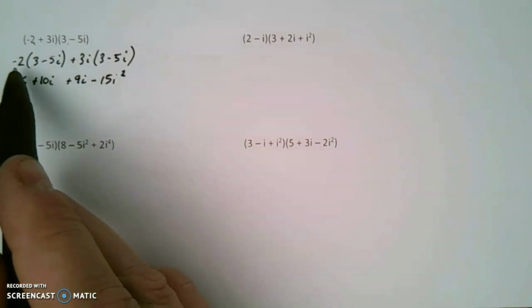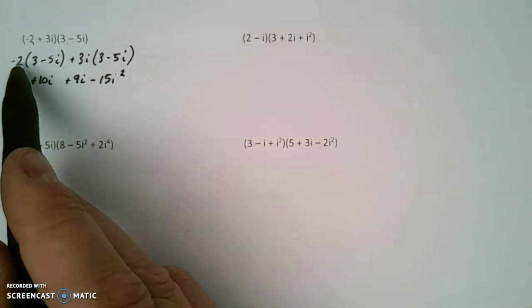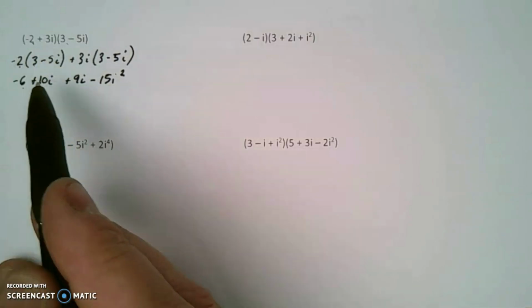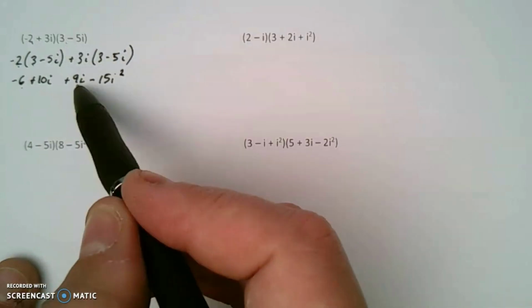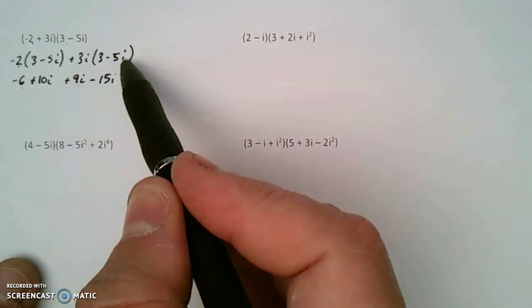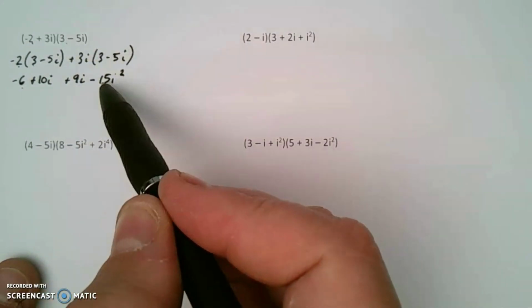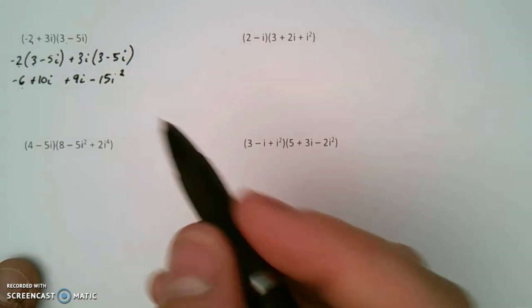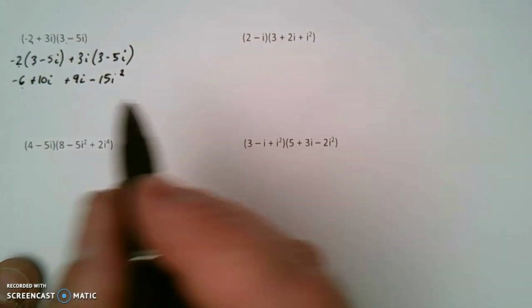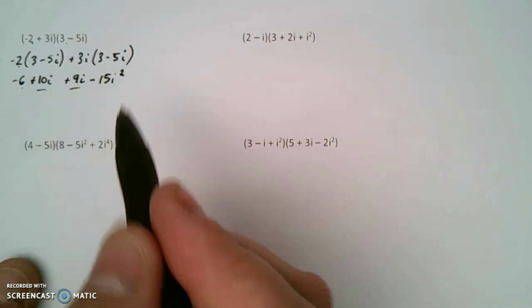Okay, so just negative 2 times 3 is negative 6, negative 2 times negative 5 is positive 10, 3 times 3 is 9, and 3i times negative 5i is negative 15i squared. Now, the only thing to do here is to combine these like terms. That's going to give us 19i.